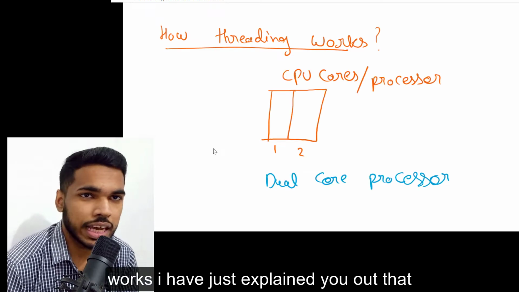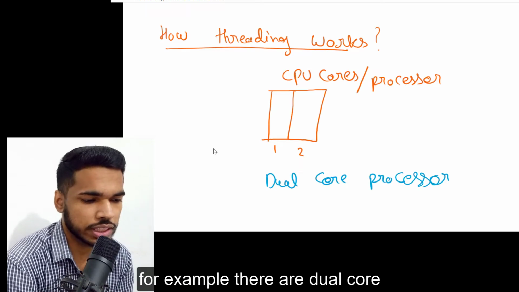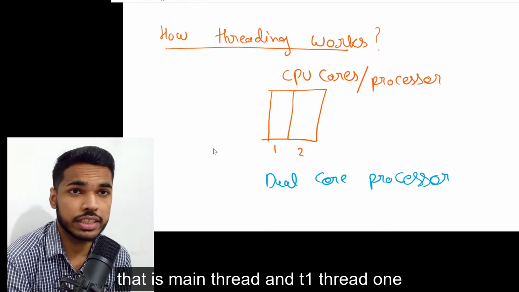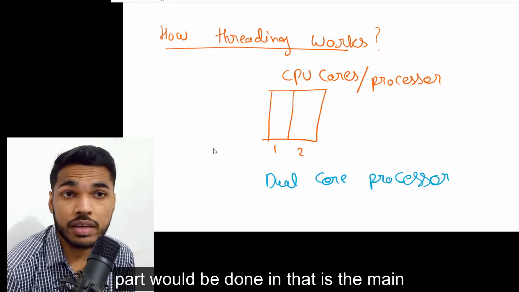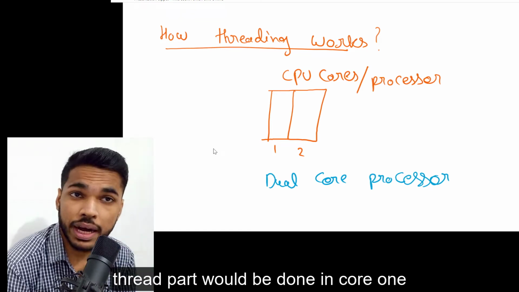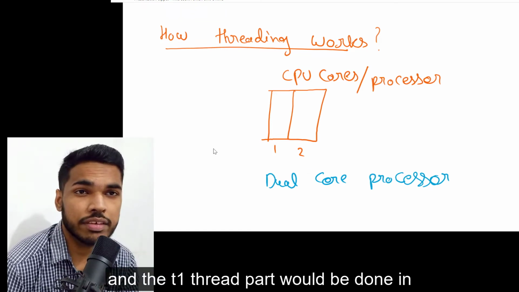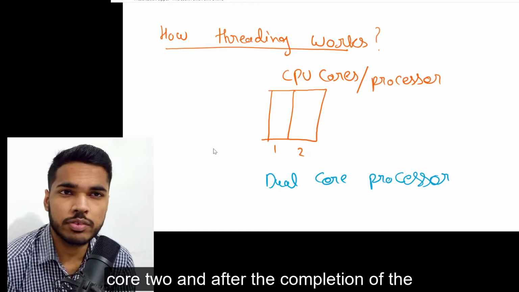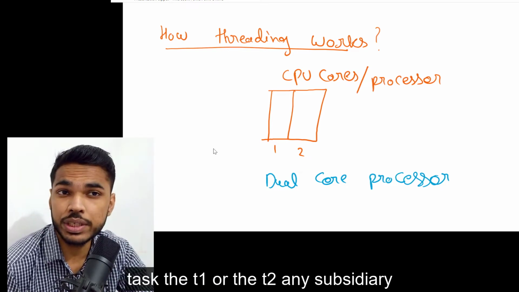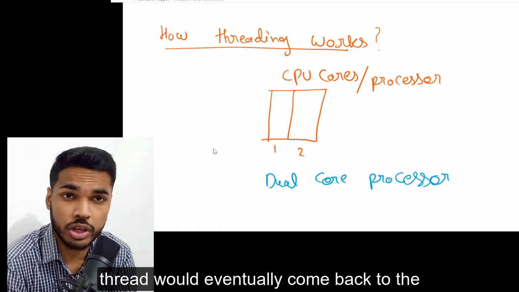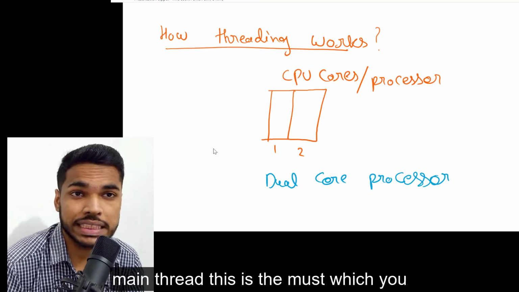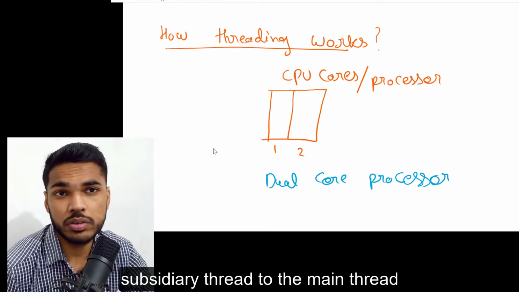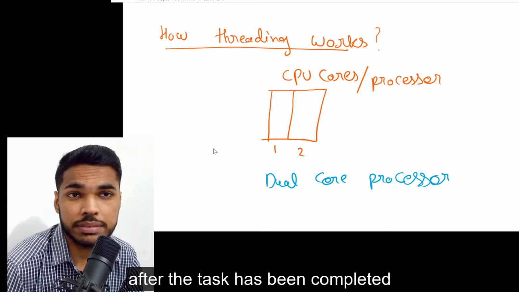How threading works, I have just explained, for example, with a dual-core processor. If we have two threads, the main thread and the T1 thread, the main thread part would be done in core 1 and the T1 thread part would be done in core 2. After the completion of the task, T1 or T2, any subsidiary thread, should come back to the main thread. This is a must which you should do: bring the subsidiary thread back to the main thread after the task has been completed.